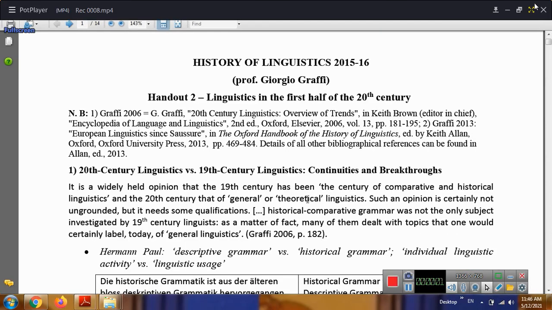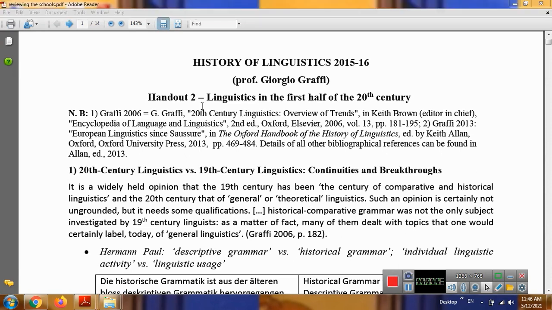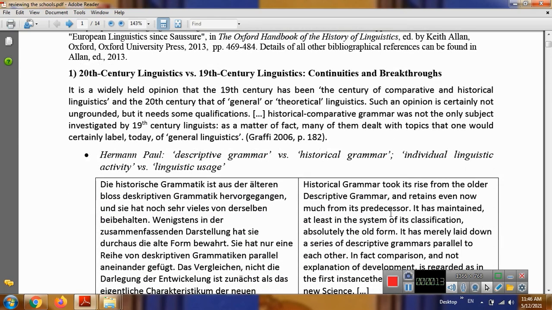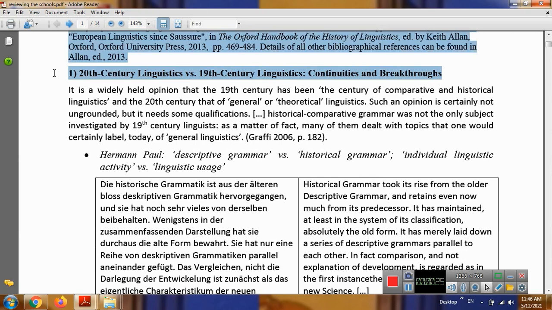In the name of God, in this session I want to review the linguistic schools, linguistics in the first half of the 20th century. At first, we will read about the 20th century linguistics versus the 19th century linguistics: continuance and breakthrough, their contrast, their improvements and breakthroughs.